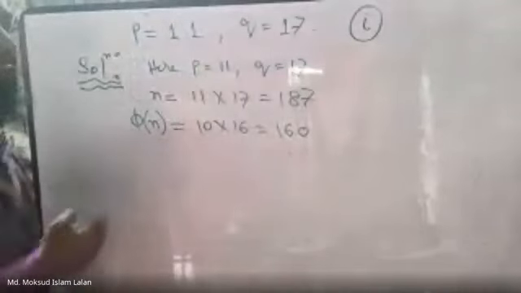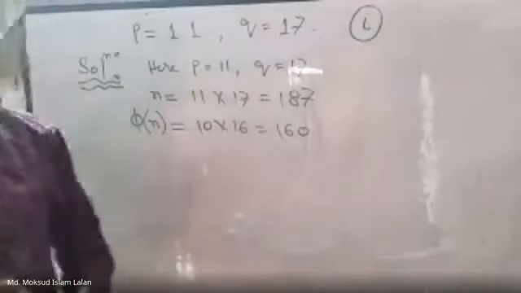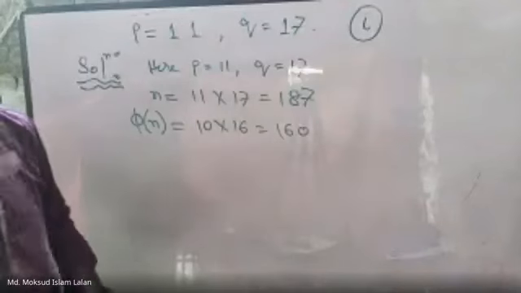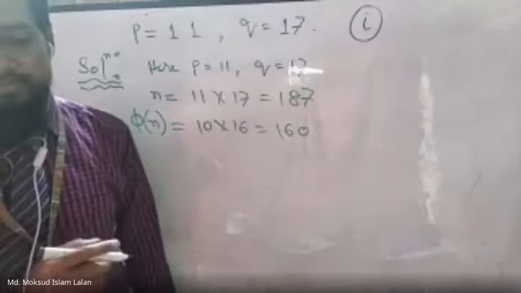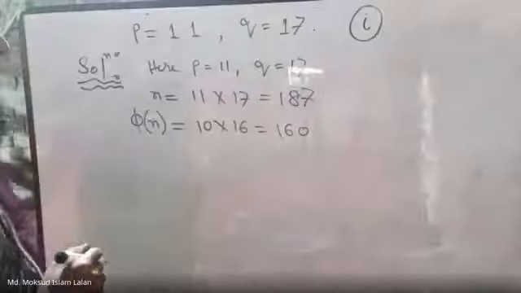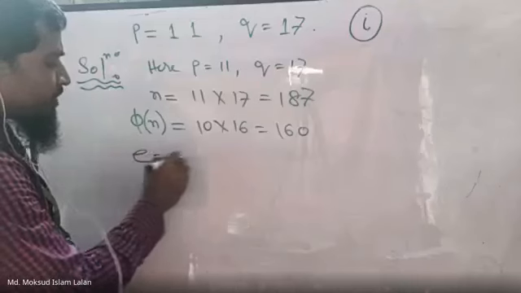160. Next step, you need to find the public key, right? Yes, sir. So public key equals what? What was the condition? Sir, 1 is less than E, less than phi of n. Yes, so you need to find E. What will be the E value? You need to consider E such that it is greater than 1 and less than phi of n.